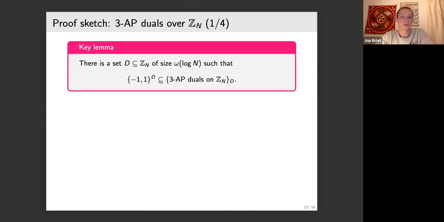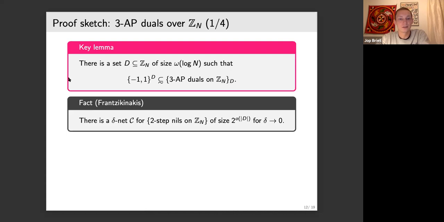The key lemma asserts that there's a subset D, which should be interpreted as a set of maybe common differences, of size omega log n, such that the projection of the three AP dual functions on this set D approximately contains a full dimensional Boolean hypercube. By approximately contains, I mean that this hypercube might be slightly scaled down and slightly shifted, but only by constant factors. Okay, so this is the first ingredient in constructing the counterexamples.